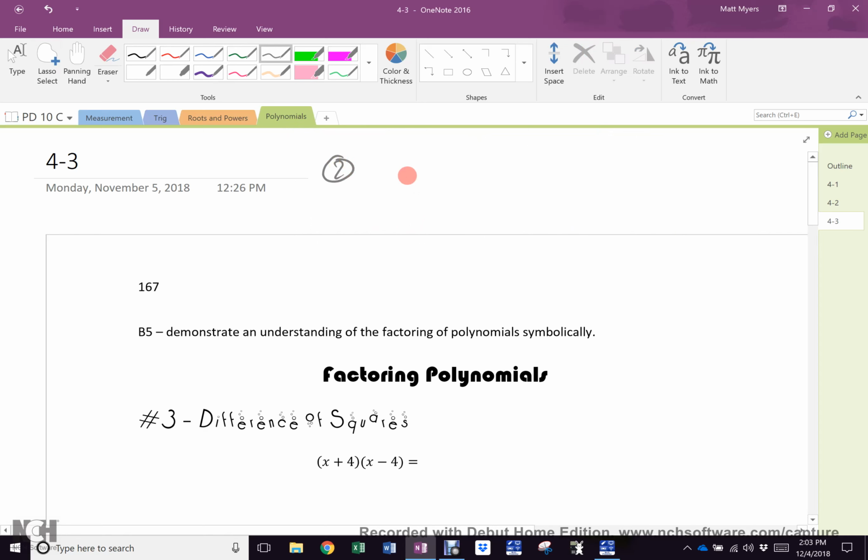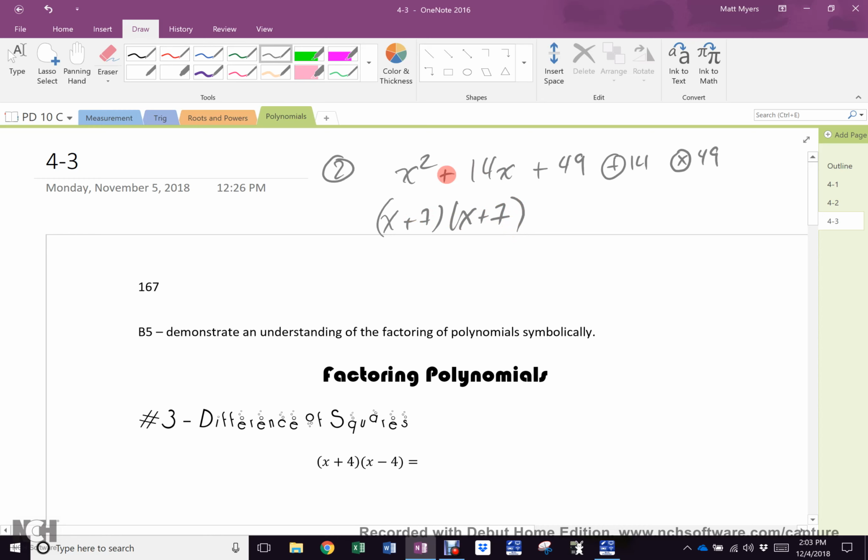Type 2. X squared plus 14x plus 49. What do I need? The x in the bracket. I need to add to 14 and multiply to 49. What are they? 7 and 7. X plus 7, x plus 7. How did I know it was plus and plus?